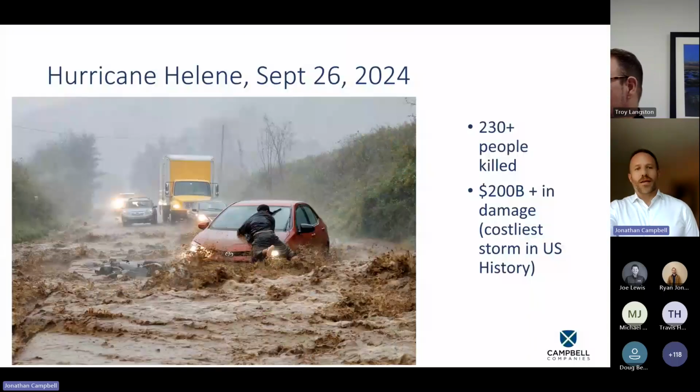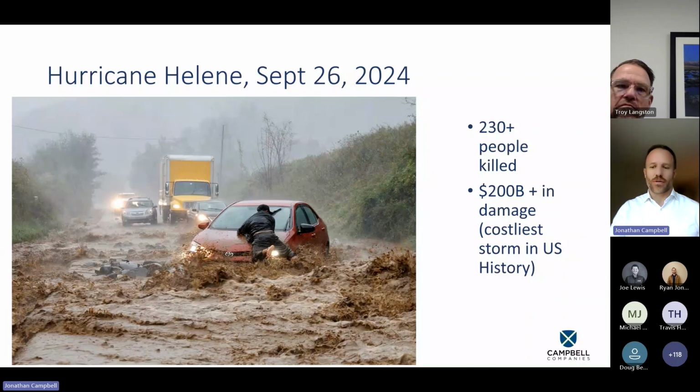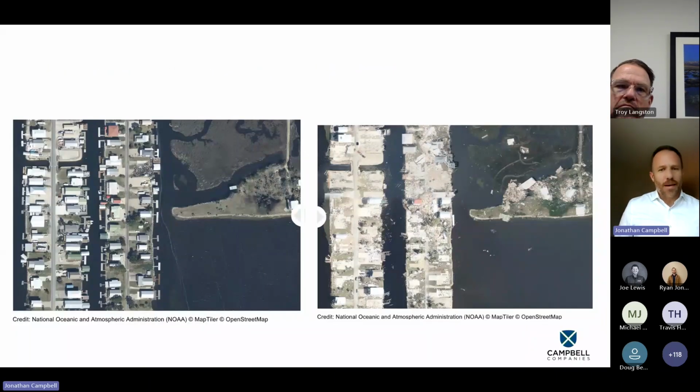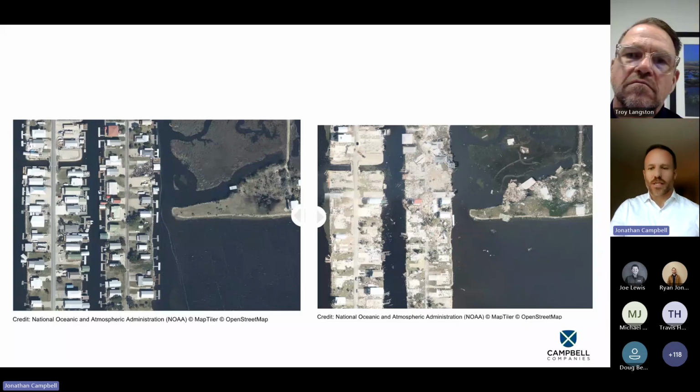And so when you look at just some of these things, you look at Helene, like I said, you had 230 people killed, $200 billion plus in damage, which is the costliest storm in U.S. history. That's hard to imagine, $200 billion in damage. For context, Caterpillar does $50 to $60 billion a year in annual revenue. So that's 4 years worth of Caterpillar's revenue out the door, if you put it in those terms. Here's some of the damage from Hurricane Helene before and after. You can see just some of the damage that it caused, just absolutely ravaged the coast there.